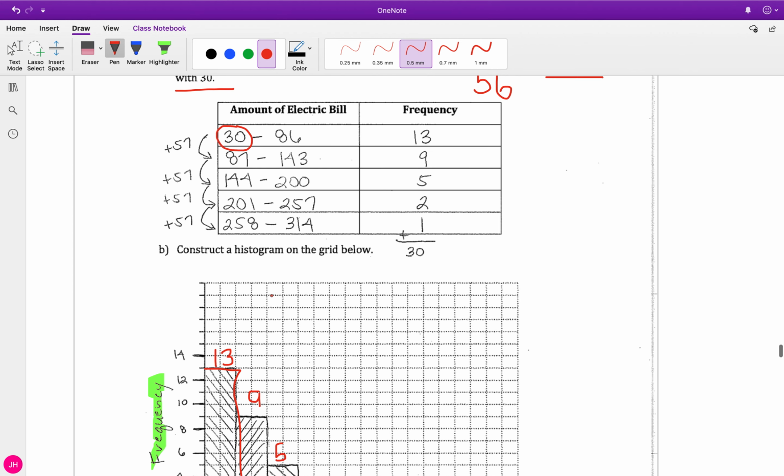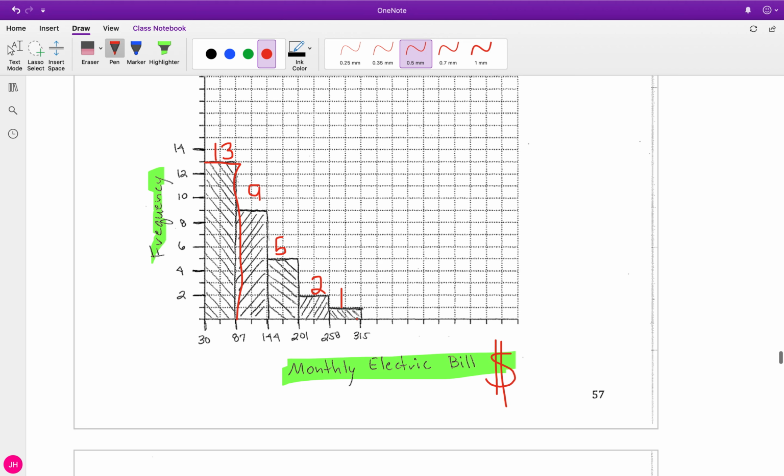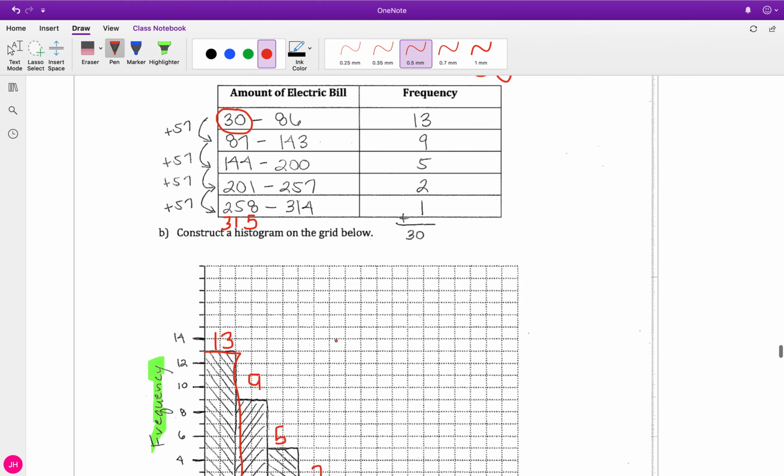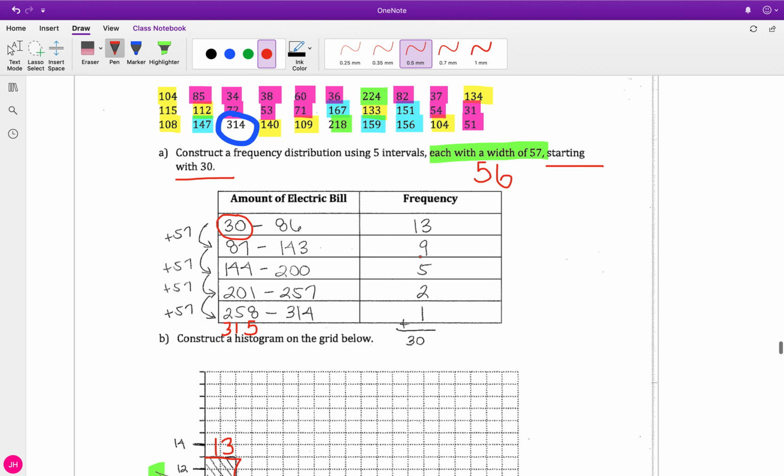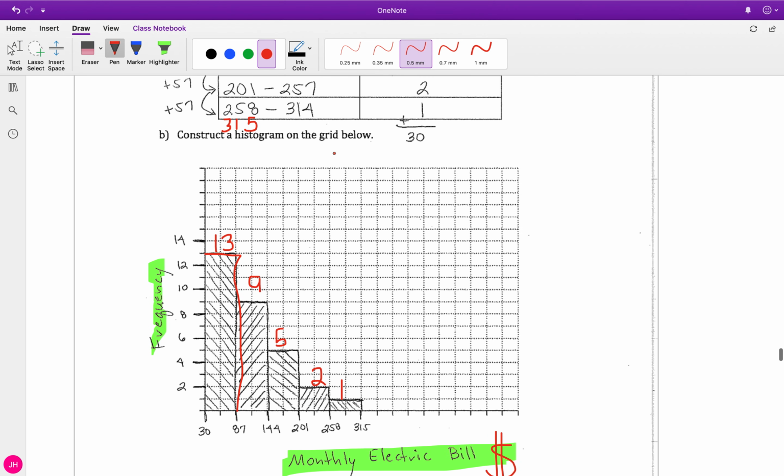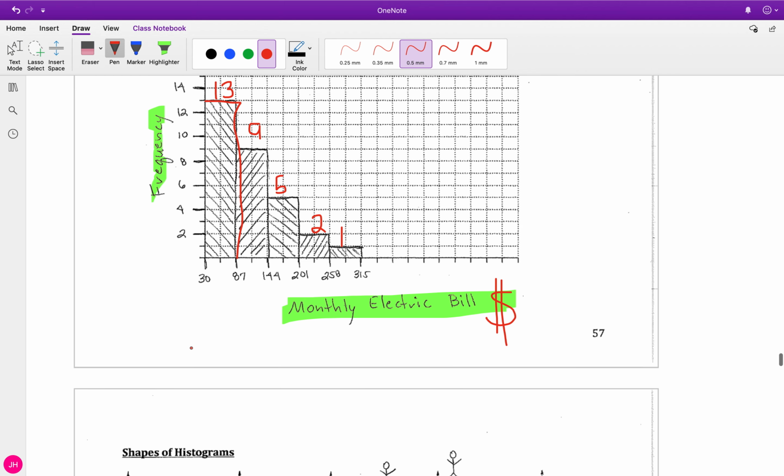And then if you were to add 57 to this, you would get 315 for the next one. We don't actually have a class width down there, but that's how I got that number, 258 plus that 57 class width. So that is a histogram. Now, some histograms, including this one, have special shapes that have names. So I want to go over those.